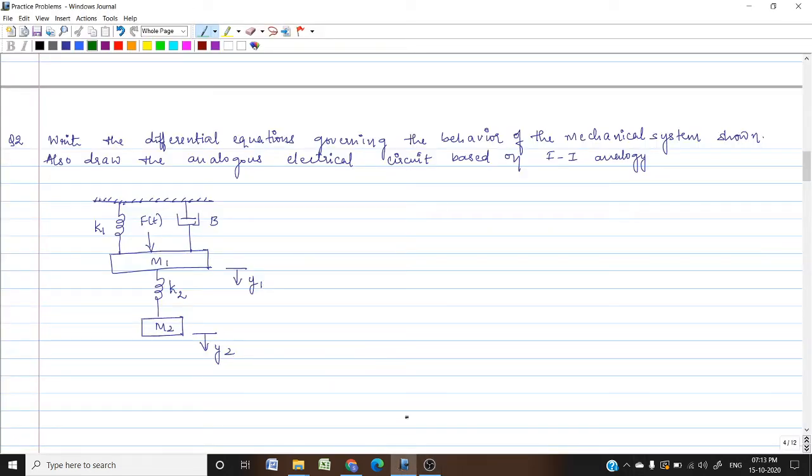So coming to the next question in practice problem, write the differential equations governing the behavior of the mechanical system shown. Also draw the analogous electrical circuit based on force current analogy. Okay, so solving this question, we'll start with the solution here.